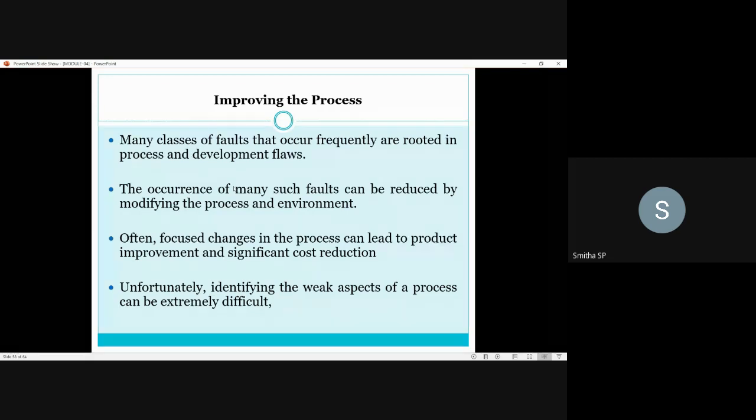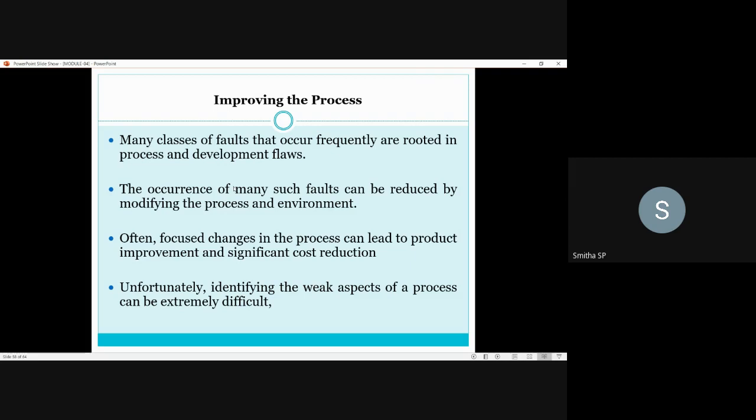The occurrence of many such faults can be reduced by modifying the process and the environment. So how to reduce such faults which are there in the process and development flaws? You have to modify the process and change the environment, so that you can avoid such faults in the future. Okay, so that is the way. The occurrence of many such faults can be reduced by modifying the process and environment.